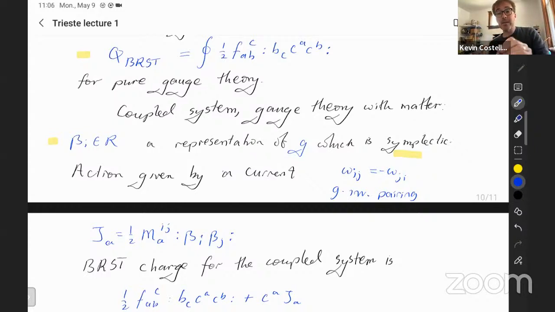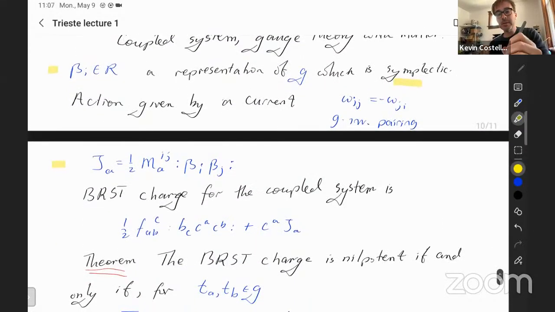Using the fact that G acts on the representation, we can build a current here. This is the current which generates the action of my gauge fields on the matter. And then we say the BRST charge is just that for the gauge theory plus the C ghost times the current.